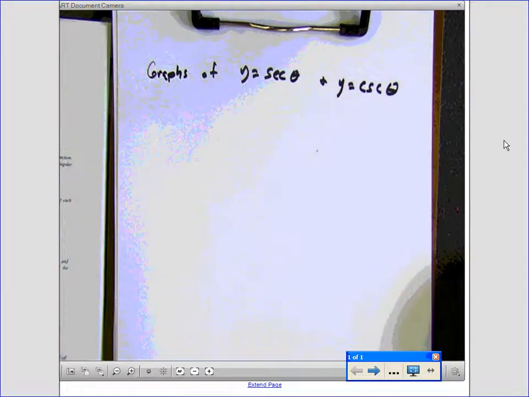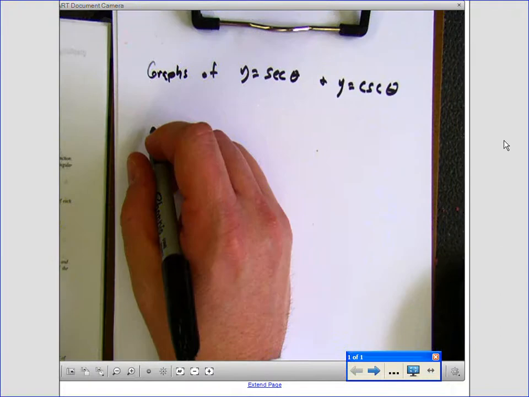Now, here's what we're going to look at. So why do I say that? So how is secant and cosine related?